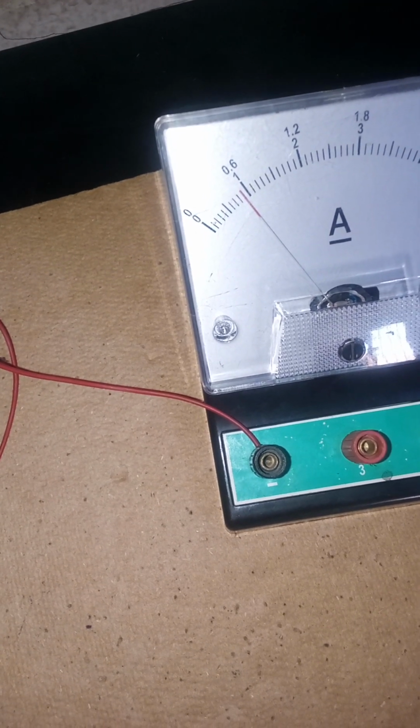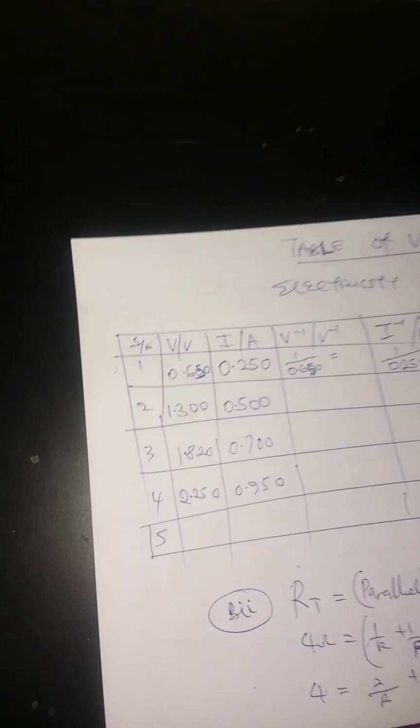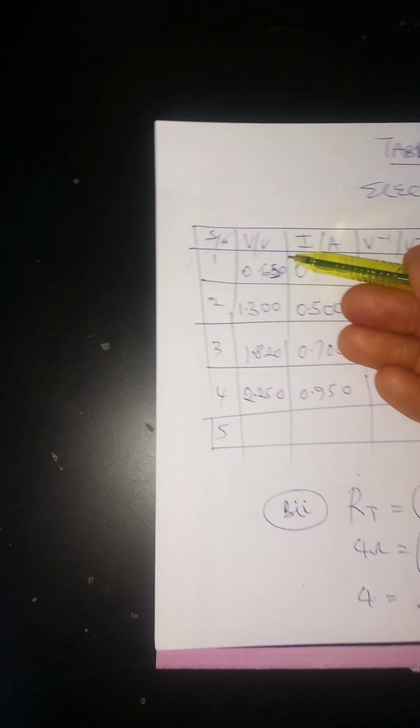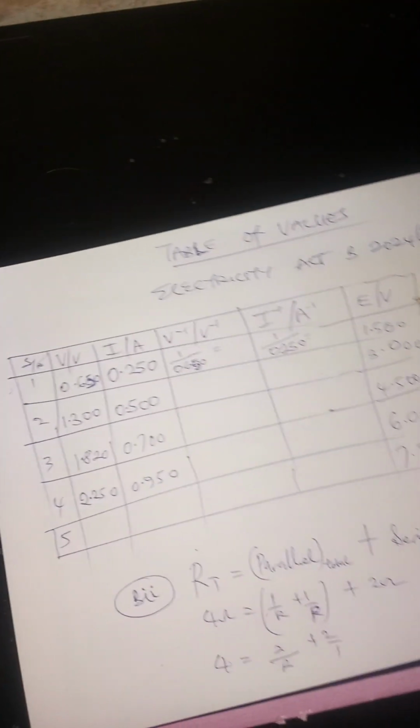So we have 0.95 ampere, and on the voltmeter 2.25. 0.95 on the ammeter, 2.25 on the voltmeter. You can see the trend, the voltage is increasing, the current is increasing with respect to the EMF of the cell.